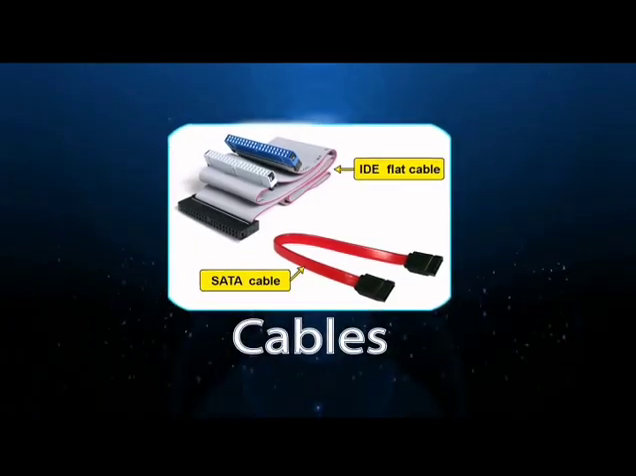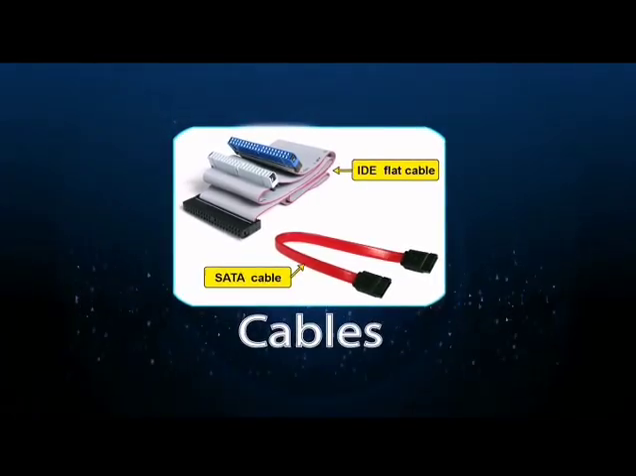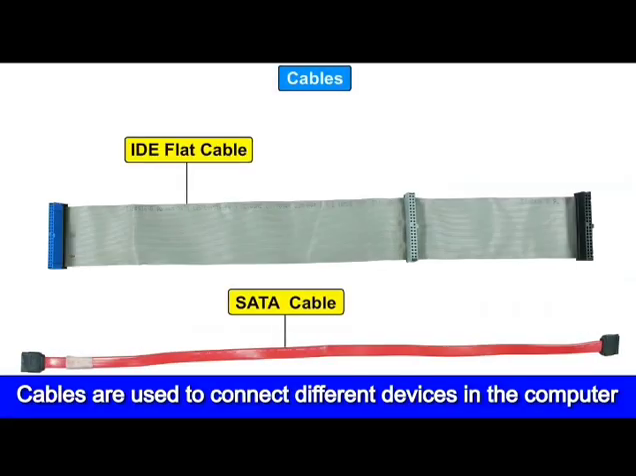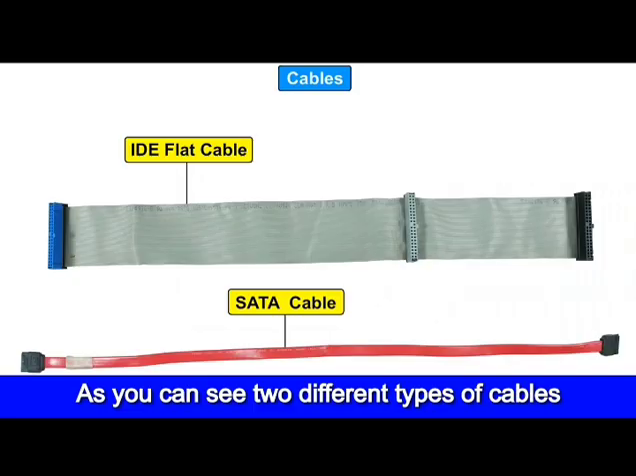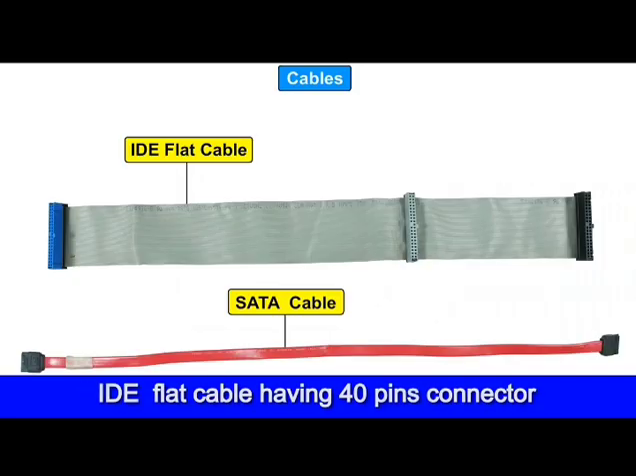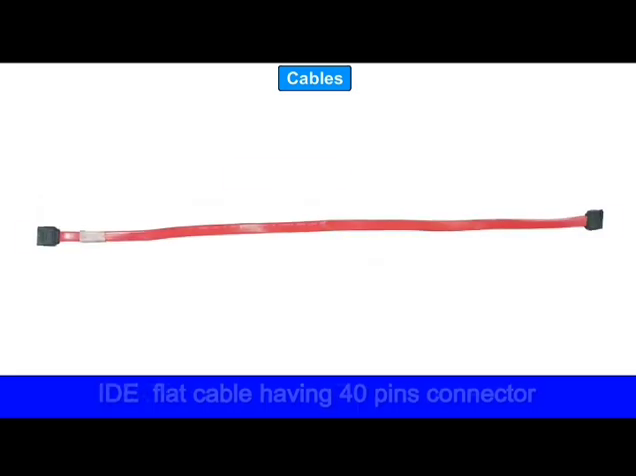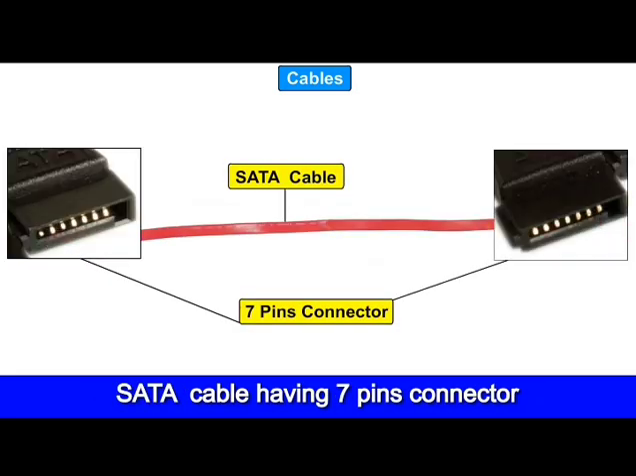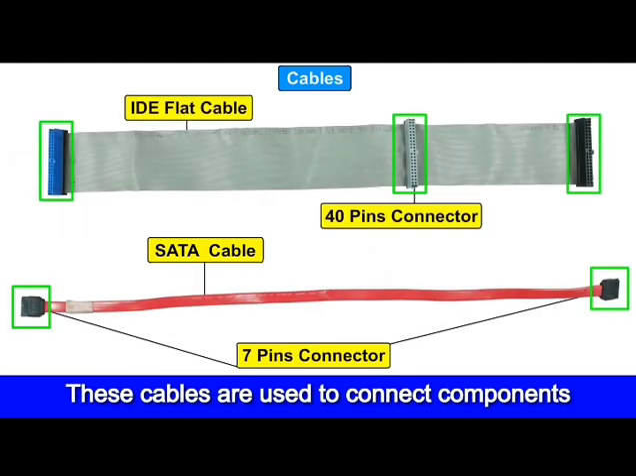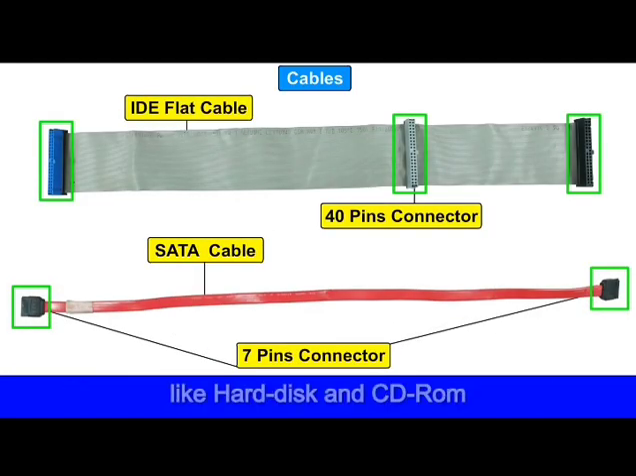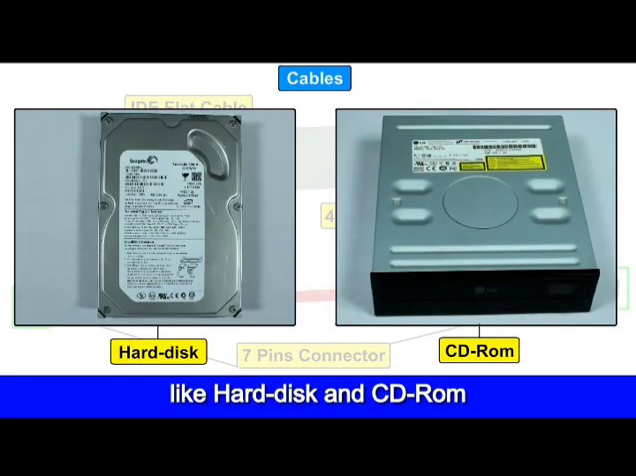Cables. Cables are used to connect different devices in the computer. As you can see, two different types of cables, IDE flat cable having 40 pins connector, SATA cable having 7 pins connector. These cables are used to connect components like hard disk and CD-ROM.